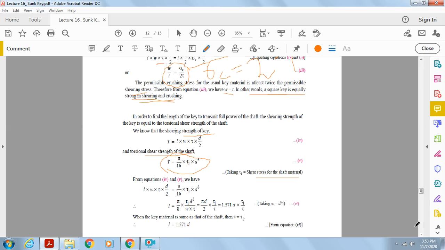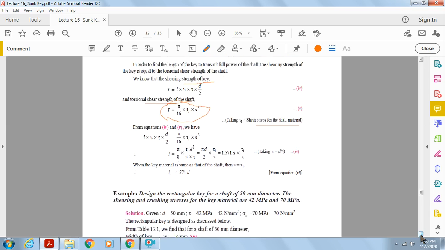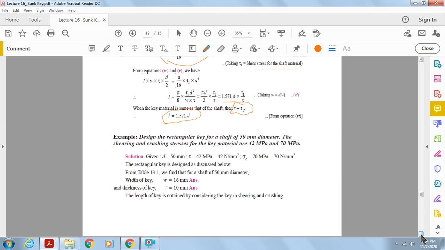So balancing equations 4 and 5, we get this particular relation, L equal to 1.571 d into tau 1 by tau. When the key material is the same as that for the shaft, tau will be equal to tau 1, that means L equal to 1.571 d. Okay, this is a very important relation.